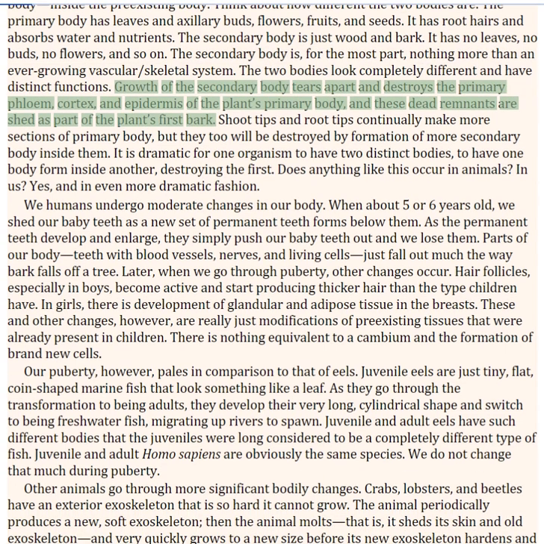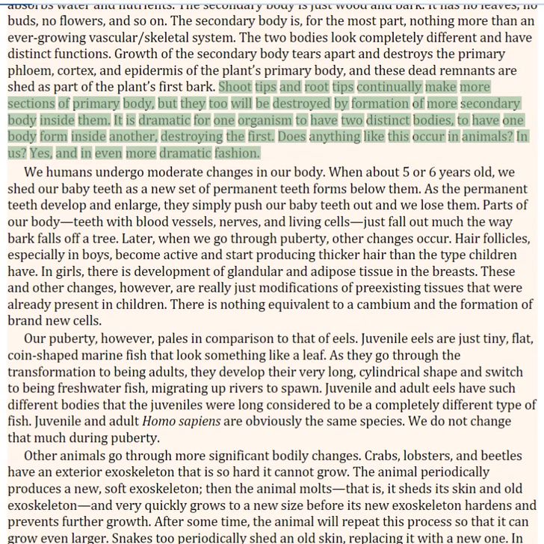Growth of the secondary body tears apart and destroys the primary phloem, cortex, and epidermis of the plant's primary body, and these dead remnants are shed as part of the plant's first bark. Shoot tips and root tips continually make more sections of primary body, but they too will be destroyed by formation of more secondary body inside them.